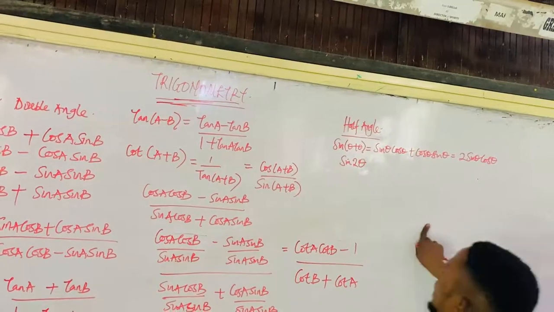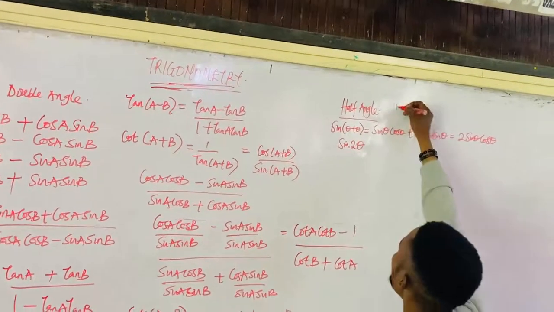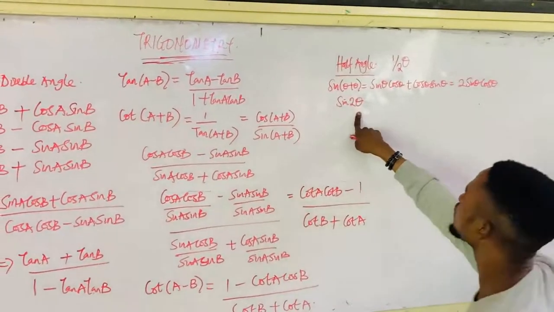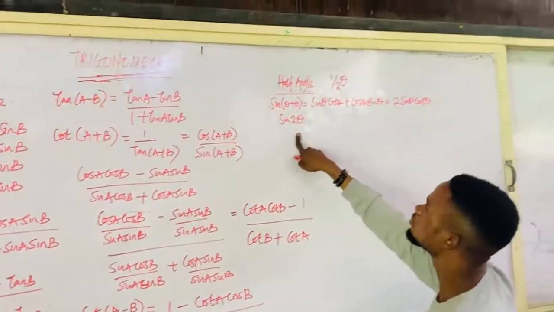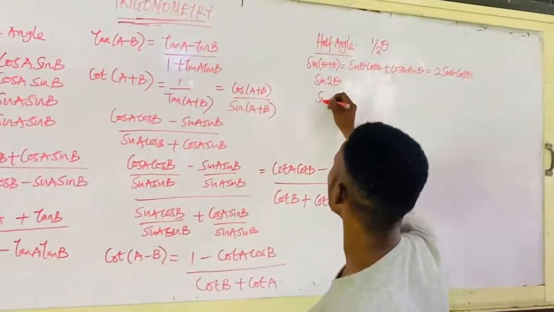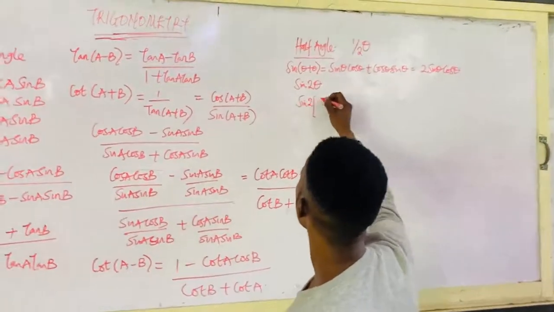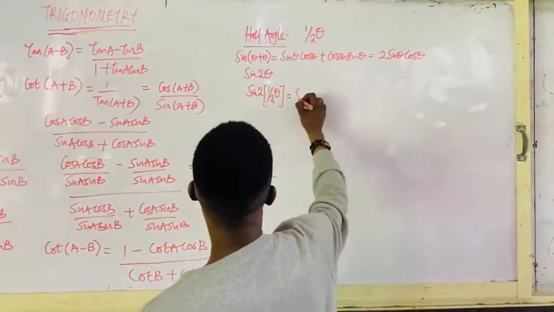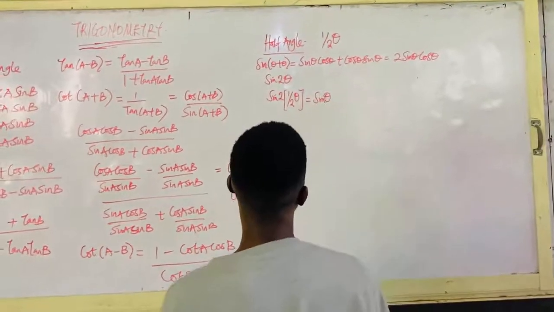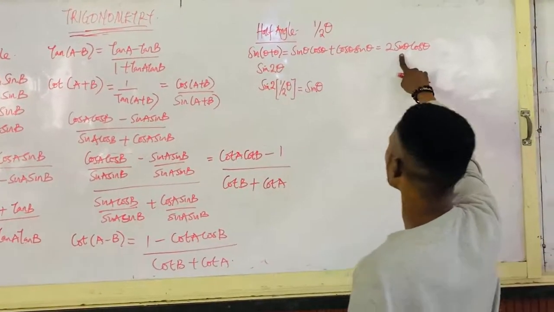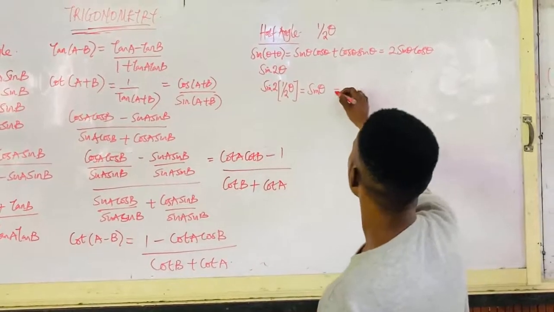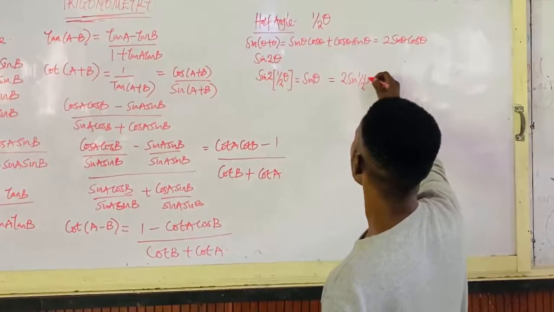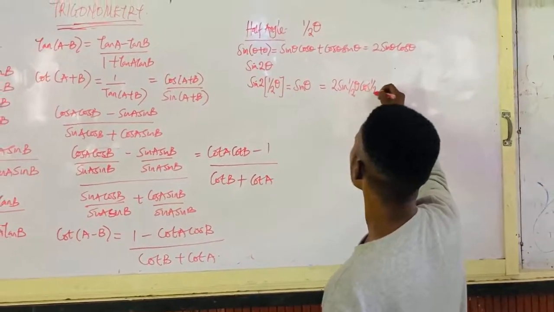Sine 2 theta is 2 sine theta cos theta. If we replace theta with 1 over 2 theta, that's the half angle, which gives sine theta equals 2 sine 1 over 2 theta cos 1 over 2 theta.